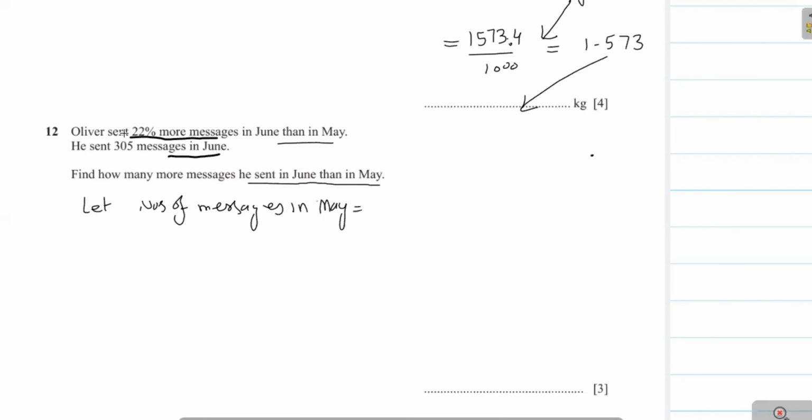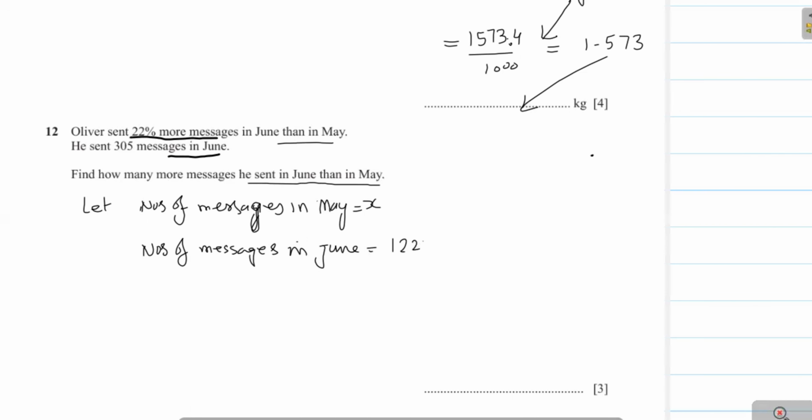Question 12. Oliver sent 22% more messages in June than in May. He sent 305 messages in June. Find how many more messages he sent in June than in May. Firstly, we suppose that the number of messages sent in May is equal to x. Now, the number of messages in June will be equal to 22% more.